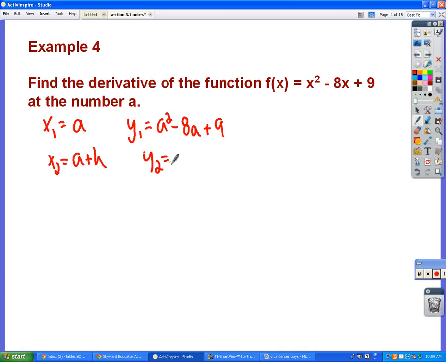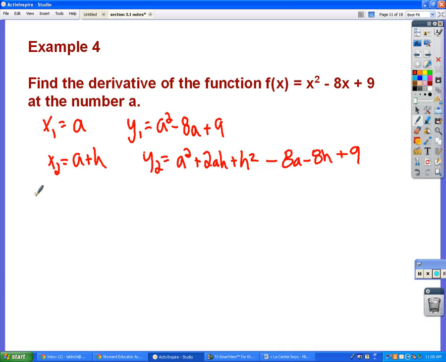Okay? So what is a plus h squared? A squared plus 2ah plus h squared. Okay? Should be able to do that pretty quickly now. We're doing it a lot. Minus 8 times a plus h will be minus 8a minus 8h plus 9. Okay? That wasn't so bad. My life's over.